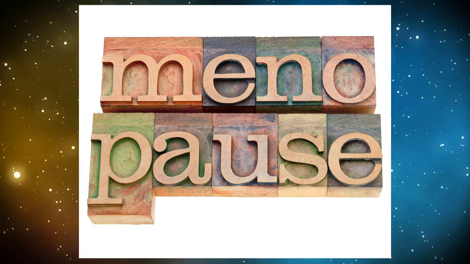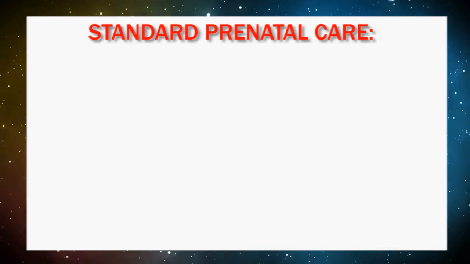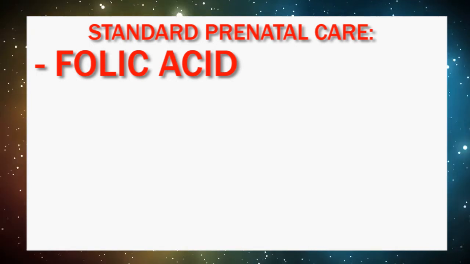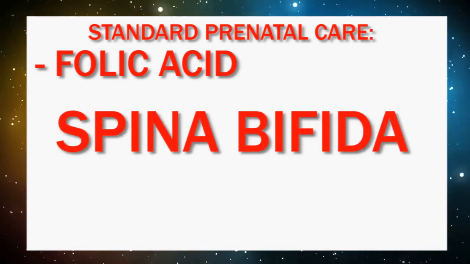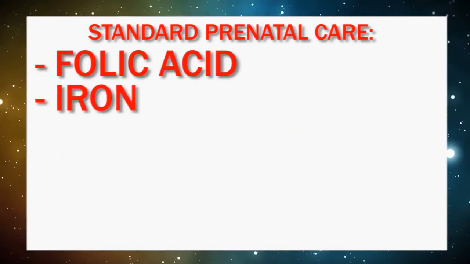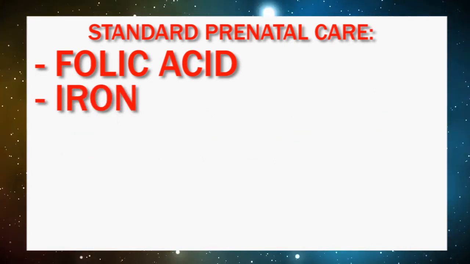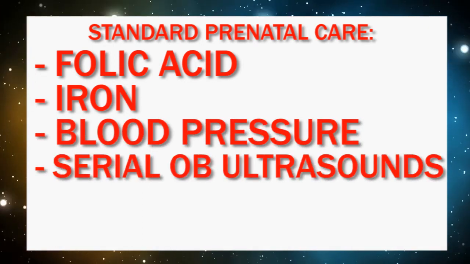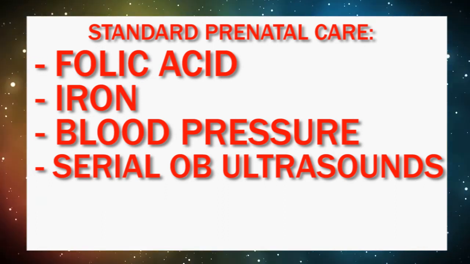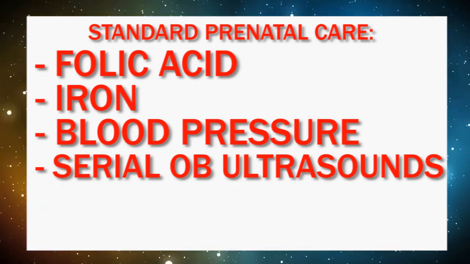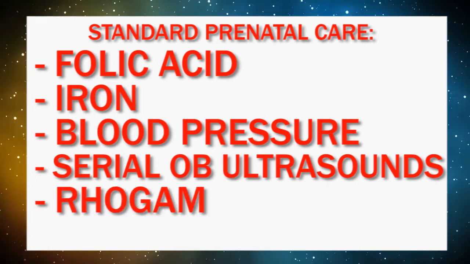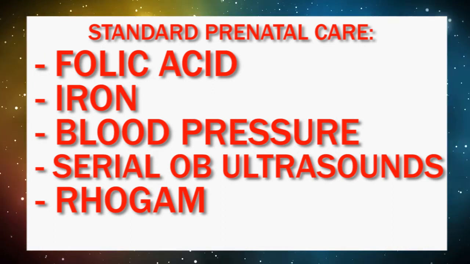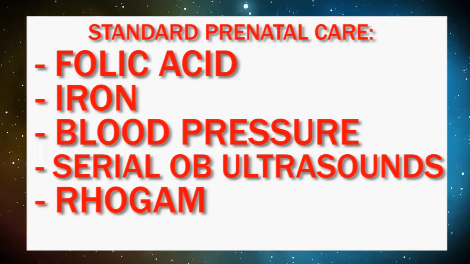I'm going to mention some of the standard prenatal care, which includes the following. Prescription of folic acid. This is done to prevent a birth defect called spina bifida. Prescription of iron in the second half to prevent mom from getting anemic. Blood pressure monitoring. Serial OB ultrasounds to check the fetus, the amount of amniotic fluid, and to check the placenta. A RhoGAM shot for the Rh negative mothers. This prevents development of antibodies against the baby's red blood cells.